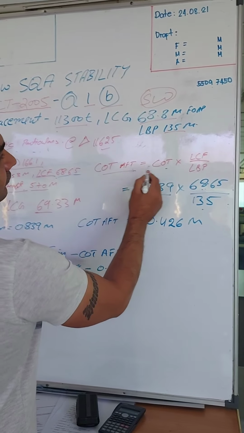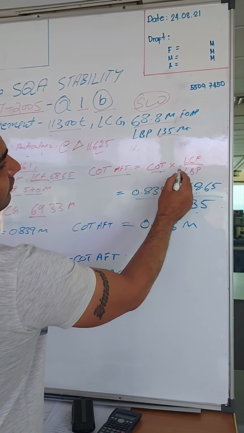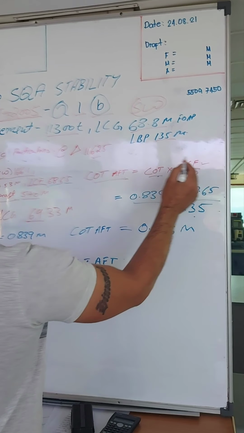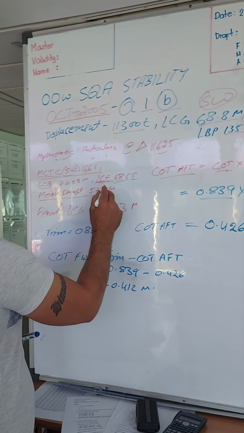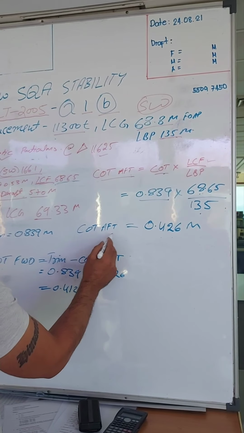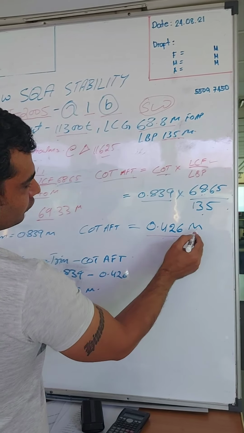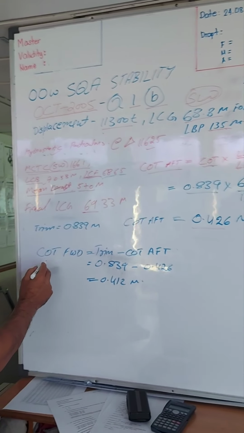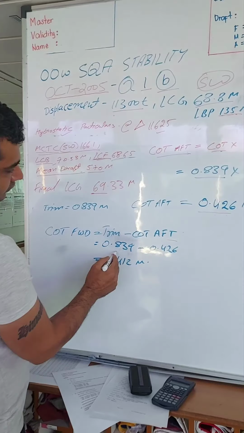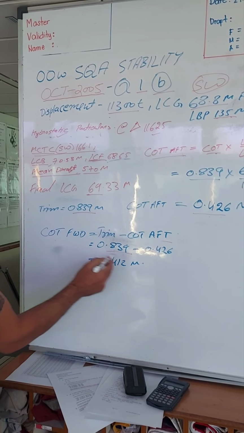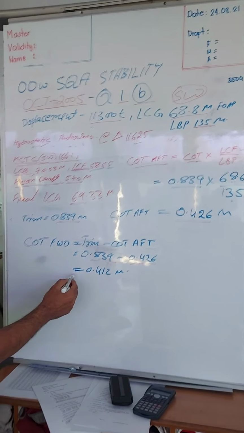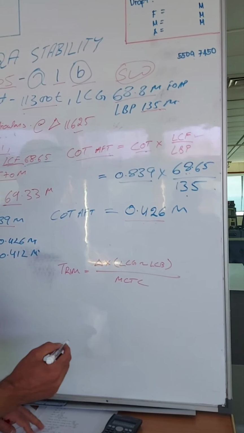Change of trim aft is equal to trim into LCF divided by LBP. LCF from hydrostatic particulars, LBP given in question. So change of trim aft is 0.426 meter. Change of trim forward is equal to trim minus change of trim aft. So this was our trim, and this is change of trim aft. So change of trim forward, this one.